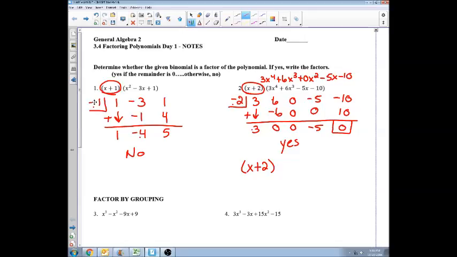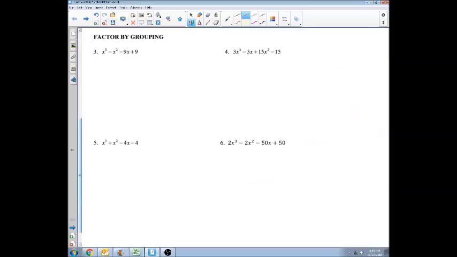The other factor is the polynomial I'm going to write from here. Originally it was x to the 4th, so we're going to have 3x to the 3rd. Our x squared term would be 0, our x term would be 0, so 3x to the 3rd minus 5. That would be our final factored form. Okay? All right, on to factoring by grouping.